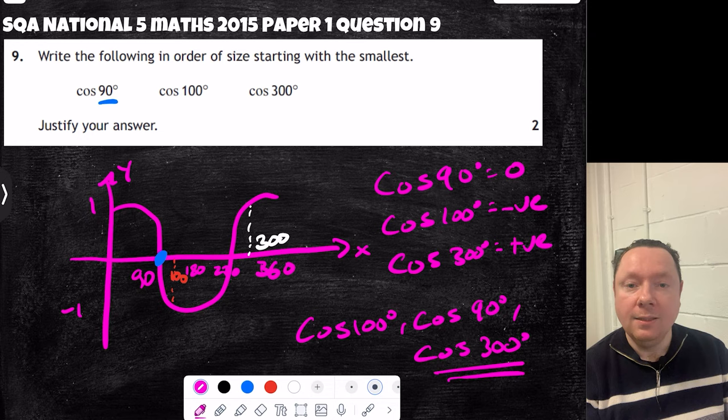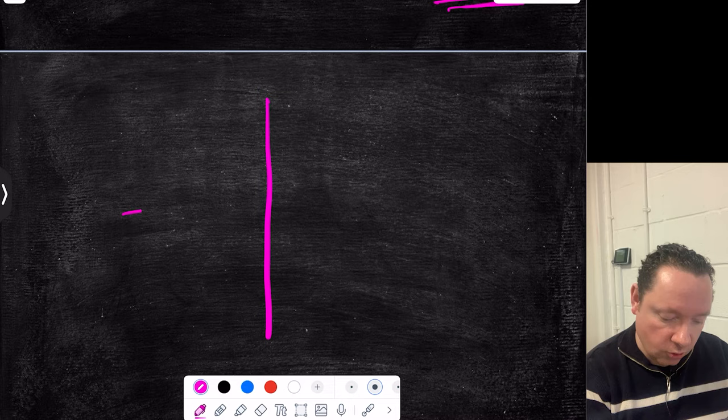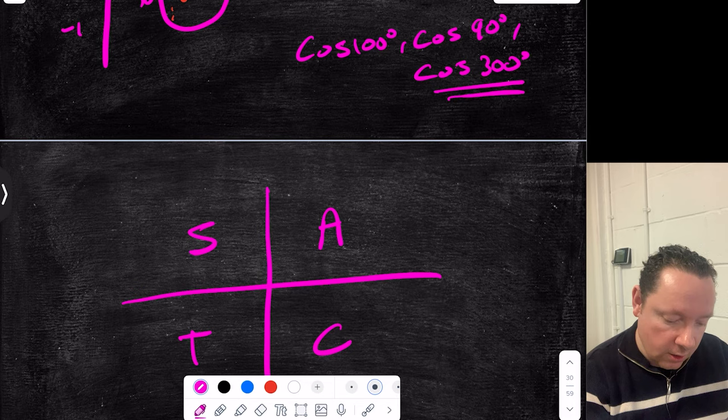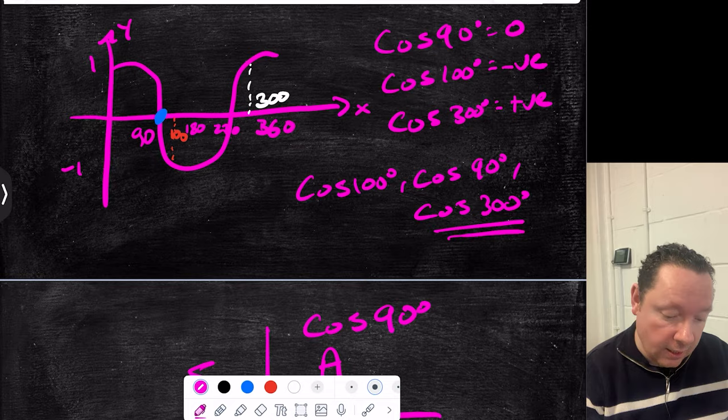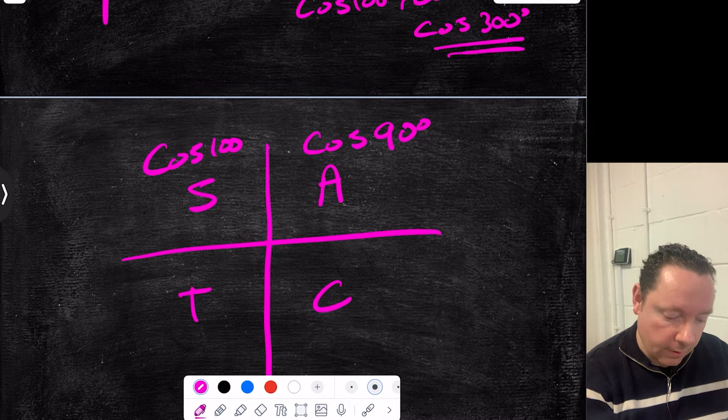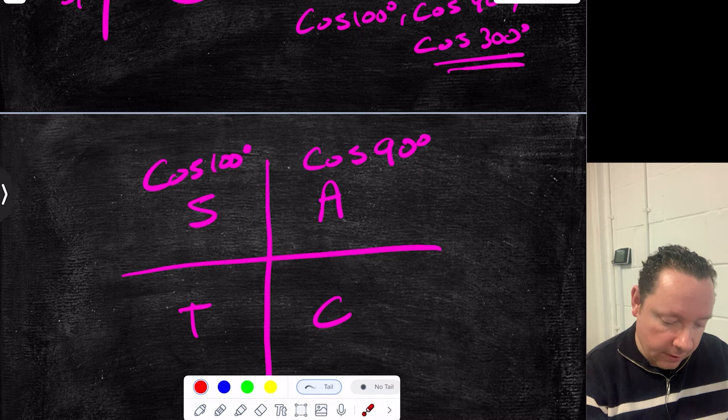Now let me just show you the other way using the CAST diagram. If you wanted to try it with a CAST diagram, you would draw your CAST diagram like this. And you'd realize that 90 is in the first quadrant, so cos 90 would be here. 100 is after 90, so that's in the second quadrant. And 300, well, that goes 90, 180, 270. So 300 is here.